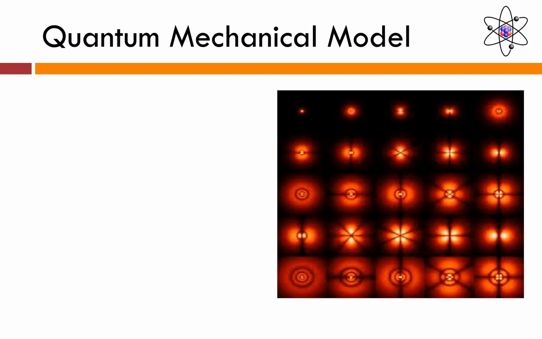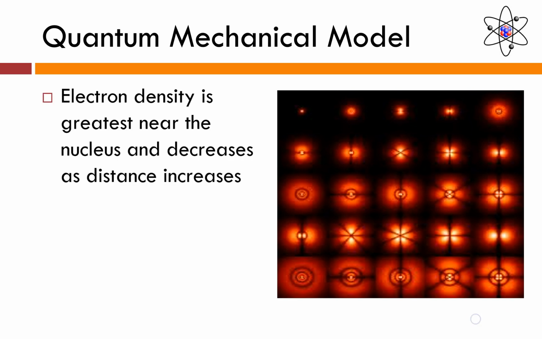Here's another way to represent those orbitals. You'll notice in all of these pictures, especially this part right here, the electron density is greatest near the nucleus and decreases as distance increases. The way that's represented in this picture is through light intensity. The brighter spots represent areas of high electron density, and the dim spots represent areas of low electron density. You can see the general pattern is very bright at the center, and then getting increasingly dim, or less bright, as you move further and further away from the center.